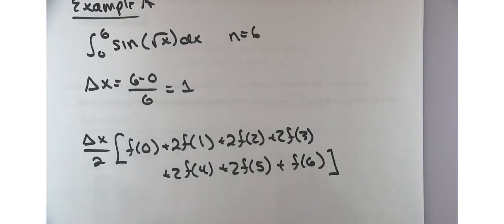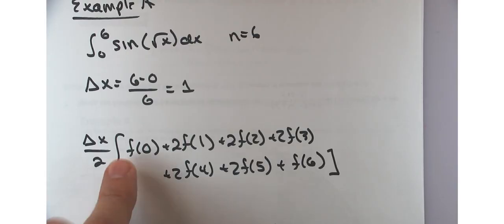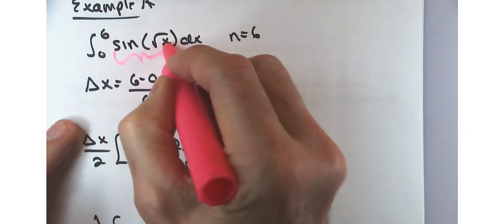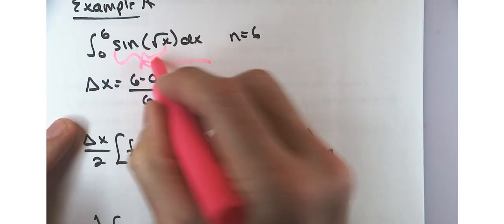Let's fill in some information here. Delta x was 1 over 2. Our function, I was calling this f of 0, f of 1, etc. Our function is this part right here. That is your f of x.